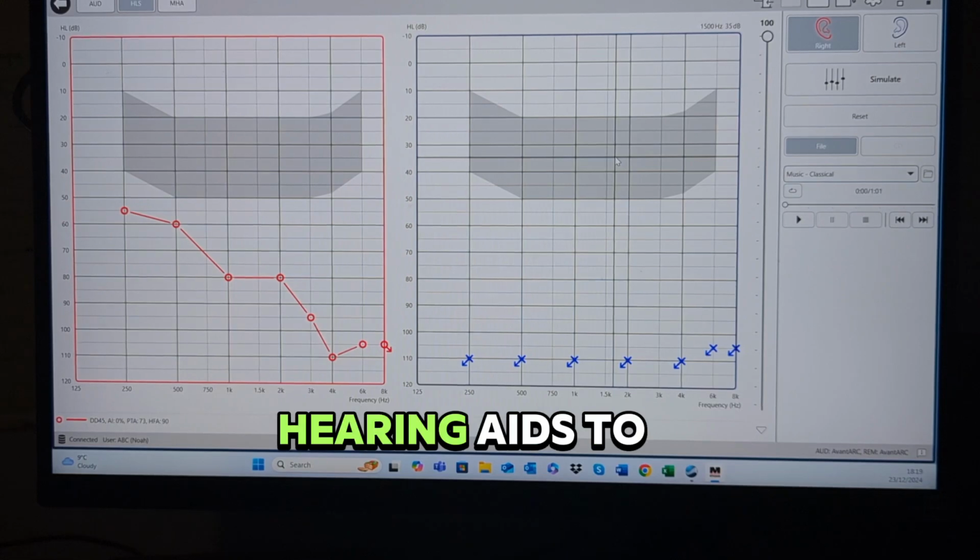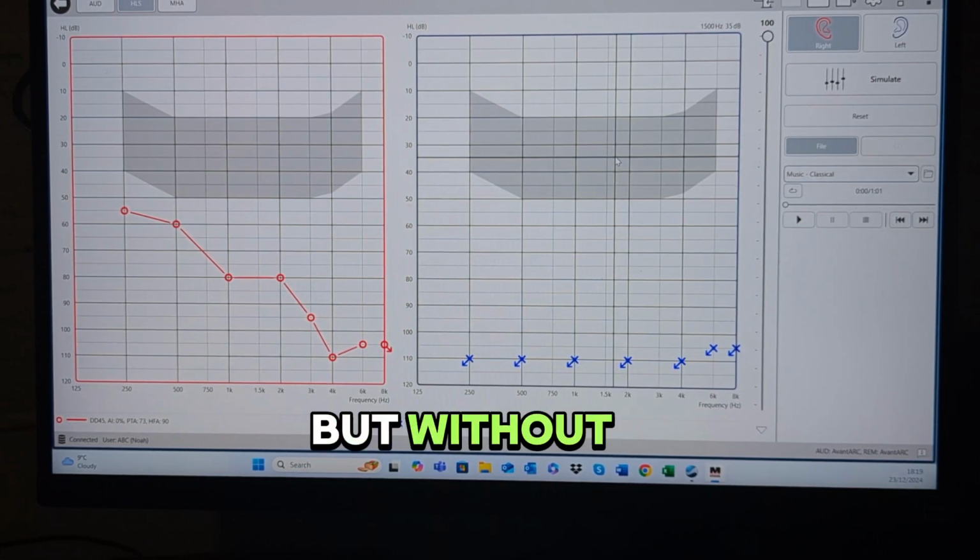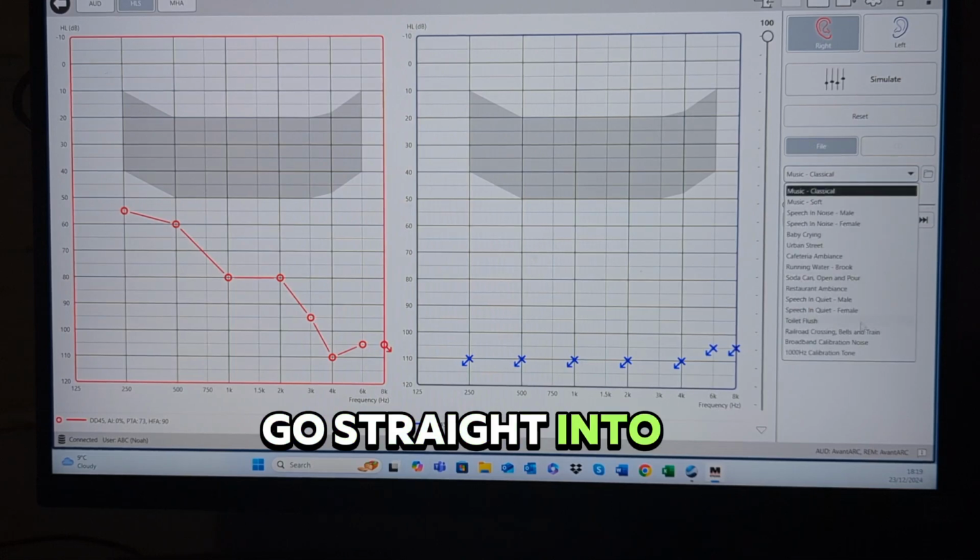There is a way to fit hearing aids to this case. It's a very bespoke case. It's just how it's done and how it's set up. But without any further ado, I'm going to go straight into the simulation.